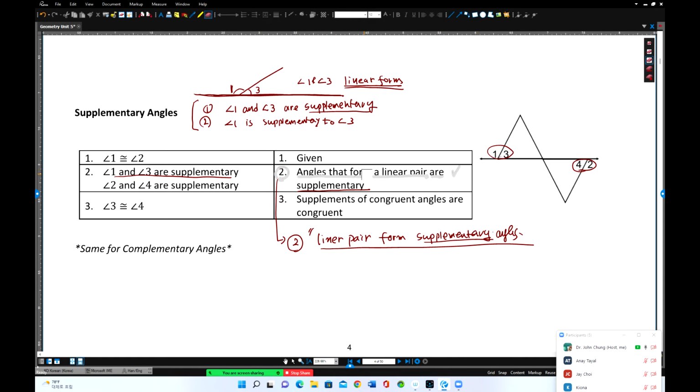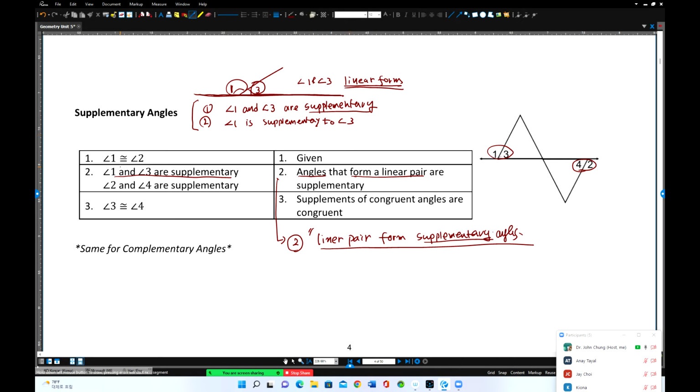Angles that form a linear pair, because this is plural, right? Two angles. Angles that form a linear pair, we have two angles which stand on a linear line. This is a linear pair. We said they are supplementary. We don't say 180 degrees, that is a measure. 180 degrees is the measure of angle 1 plus the measure of angle 3. That equals 180 degrees. That's a measure, but we don't use a measure.